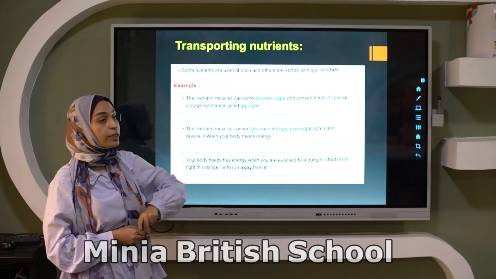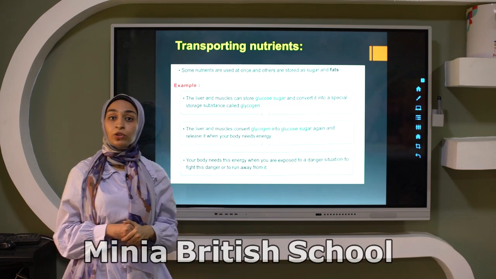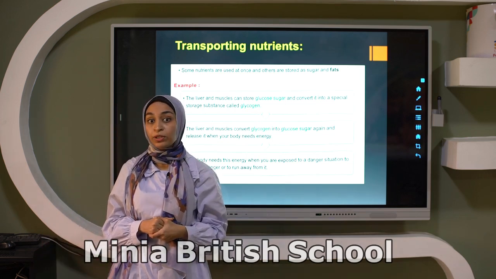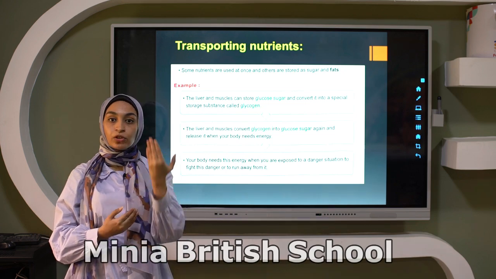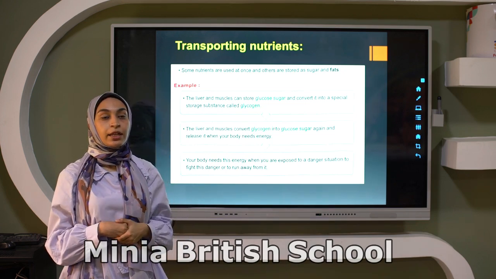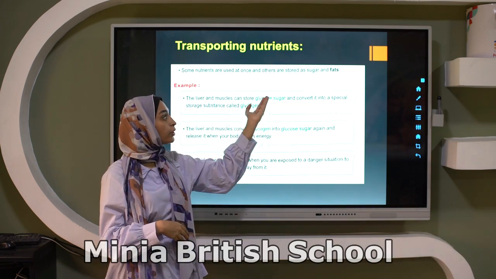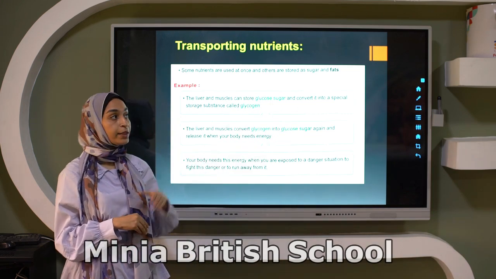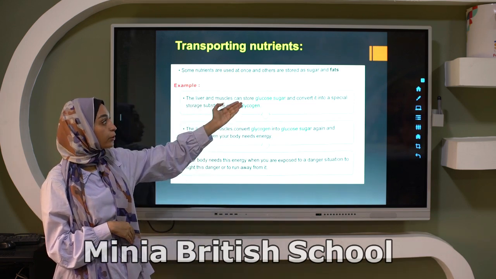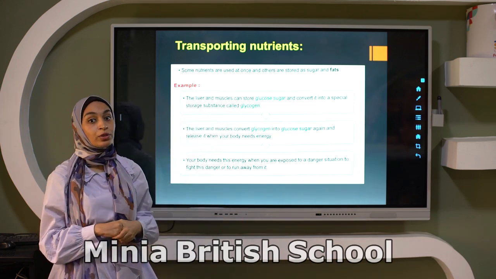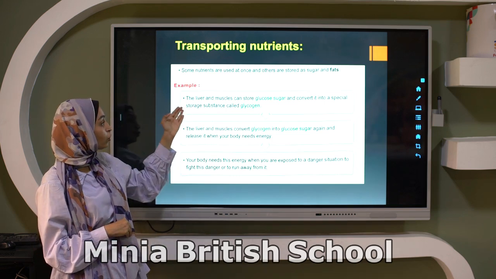The last part in this lesson talks about transporting nutrients. Some nutrients can be absorbed again and return back to our body, and others can be stored in the body, such as in the form of sugar and fats. So the liver here and the muscles can store the sugar, or actually glucose sugar, and change it into glycogen that's stored in the liver.